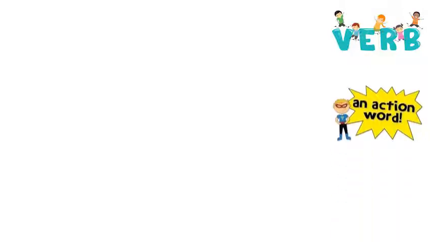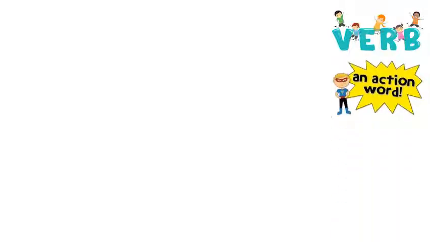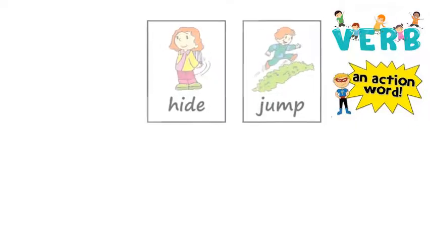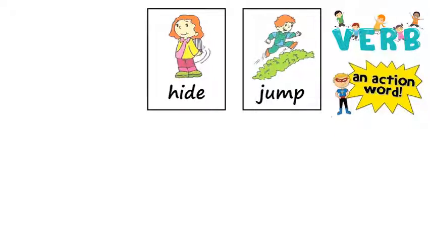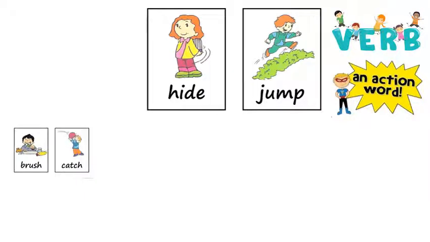Now, I'm going to explain to you about verb. What is a verb? Verb is an action word. Verb is an action word. What are actions? You hide. When you play hide and seek and you count and somebody hides. So that's an action. Jump. Jump is an action. You brush your teeth. You brush, right? It's an action.